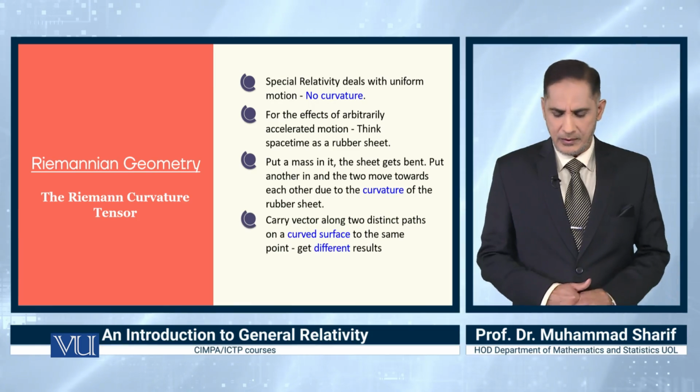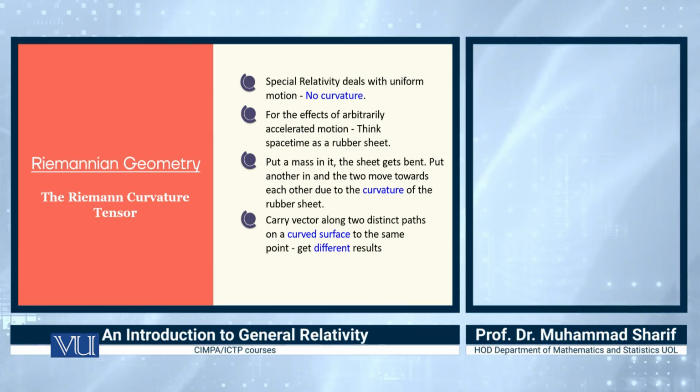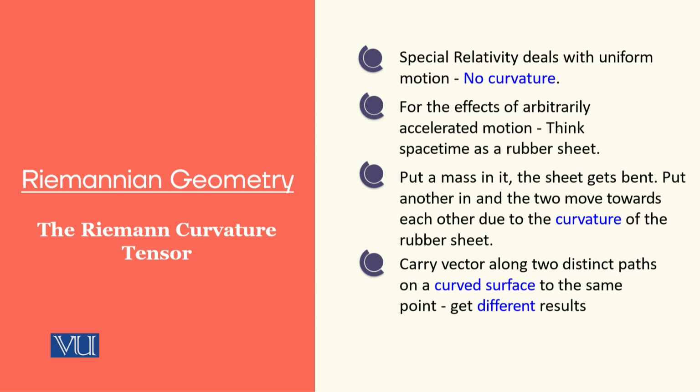So, this is the effect of curvature or the curved space time. So, how to measure this curvature? We carry a vector along two distinct paths on a curved surface to the same point, and we get different results. If we have the same result, it means we have a flat space.